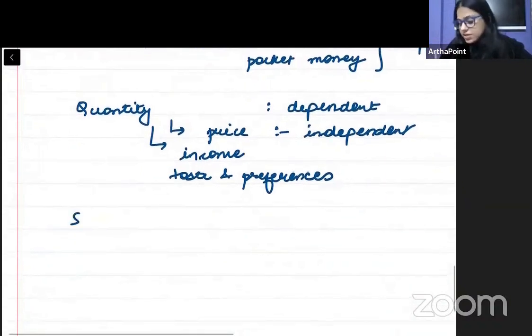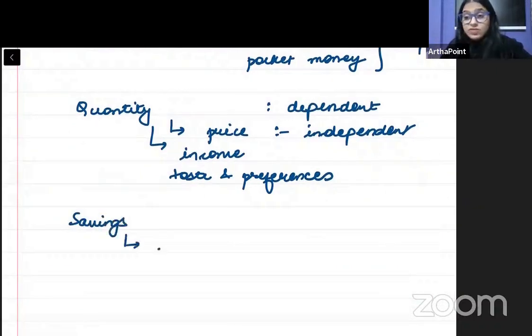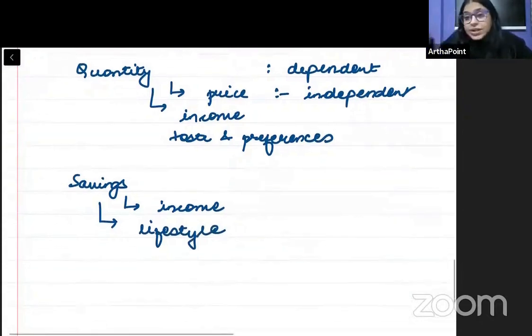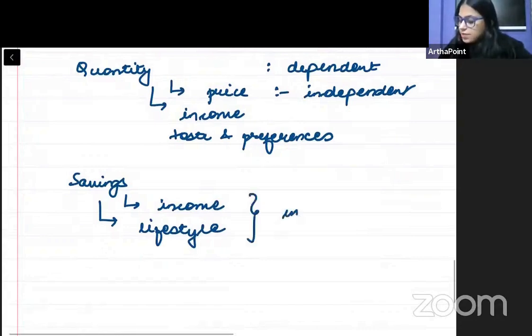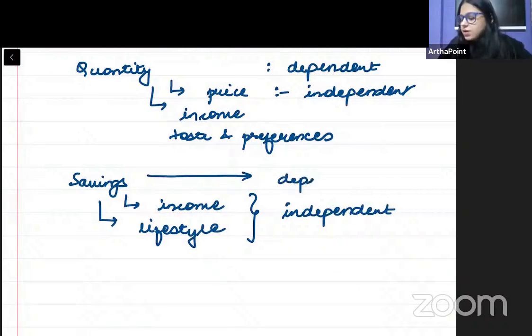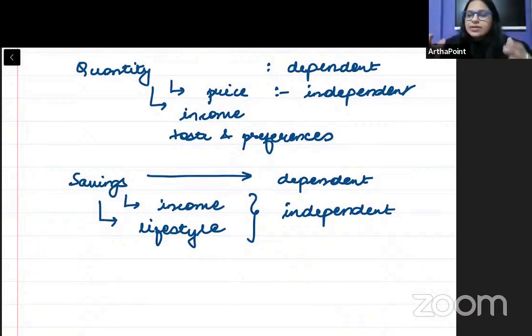Are you getting it? Savings. किस पे डिपेंड करेगा savings? It will depend on first of all my income. But it will also depend on my lifestyle, ना? क्या मैं कंजूस हूं या क्या मैं बहुत ज्यादा खर्चीली हूं? How do I like to spend? So this is my independent variable. But saving is my dependent variable. Am I clear with it? Independent. Dependent. Depends on the independent variable.